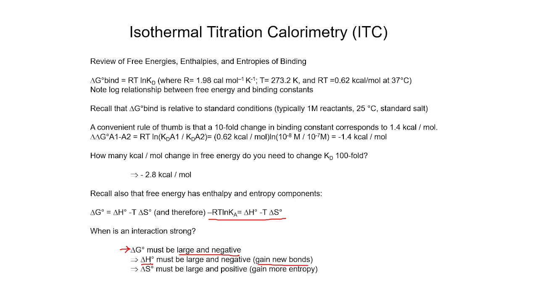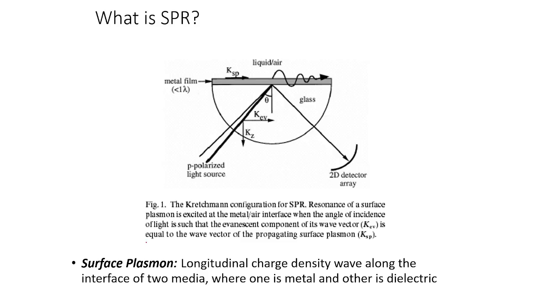Now next, coming to your enthalpy and entropy. ΔH° must be largely negative and ΔS° must be largely positive in order to get a large negative value of ΔG°. ΔH° being largely negative means gaining of new bonds, and ΔS° being largely positive means gaining of more entropy. With this you can call an interaction a strong interaction.